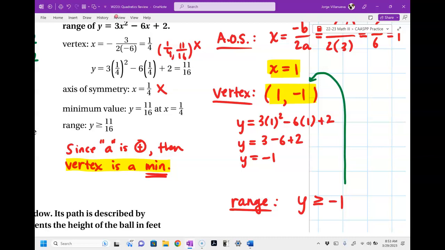If this was a maximum point, then it would be y less than or equal to -1, because it can go downwards, right? It's opening down. But since this one is opening up, then it's going to go upwards. Okay?